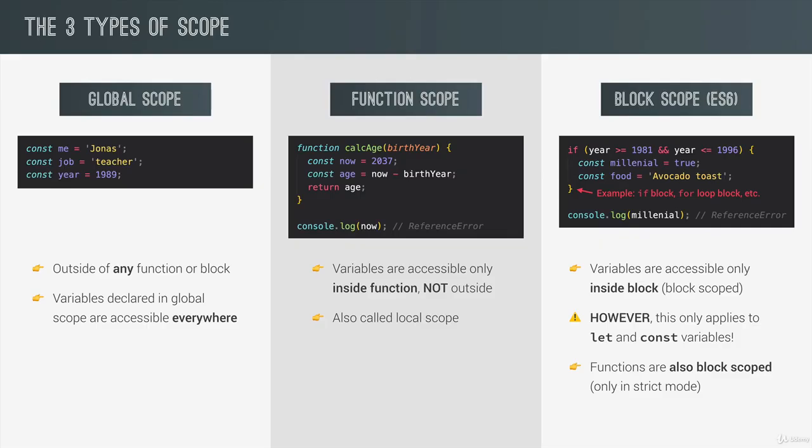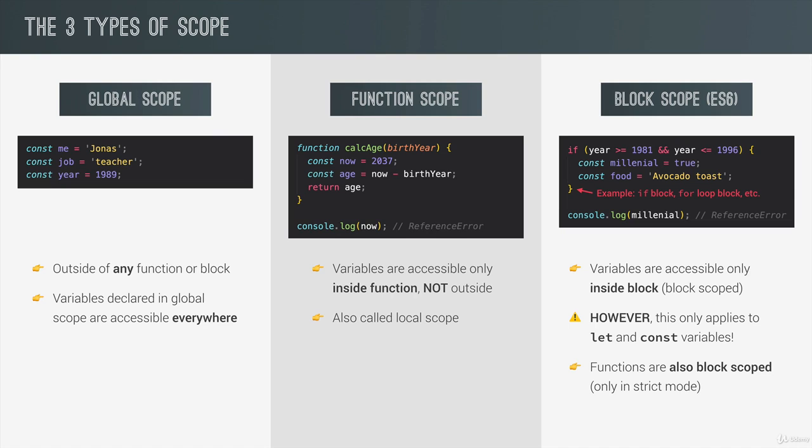Finally, also starting in ES6, all functions are now also block scoped, at least in strict mode, which you should always be using anyway. And just like with let and const variables, this means that functions declared inside a block are only accessible inside that block. Okay? And we will see examples of all that in the next video when we're gonna go back to coding. So, to recap, let and const variables, as well as functions, are block scoped.